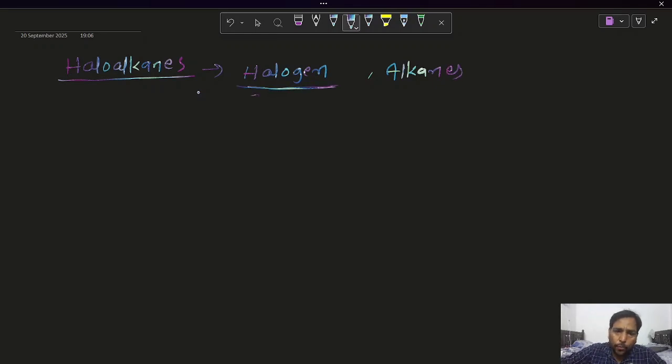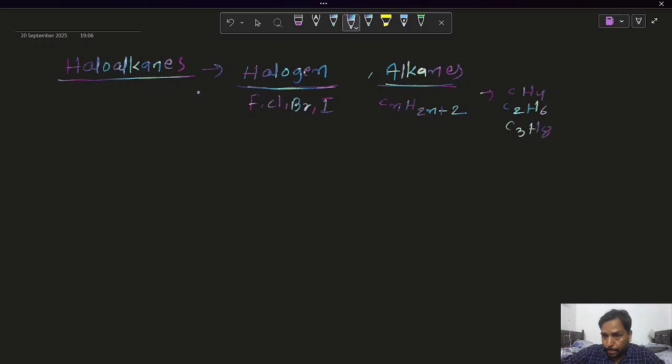Halogen is what? Fluorine, chlorine, bromine, iodine, etc. Now alkane is what? You know, the hydrocarbon which has the formula CnH2n+2, right? Like of course methane, ethane, propane, butane, etc.